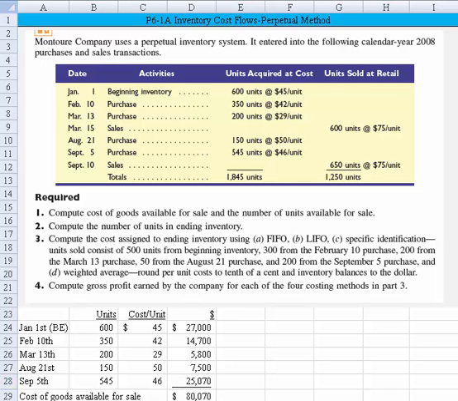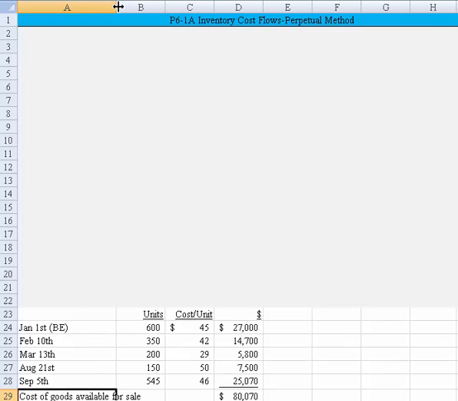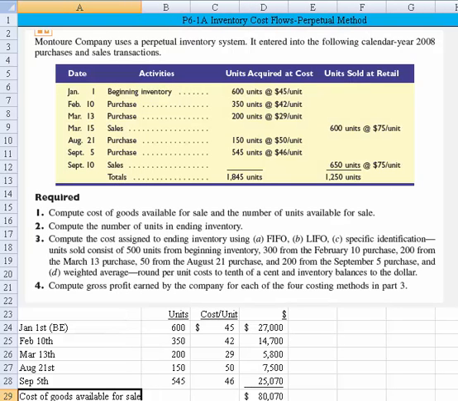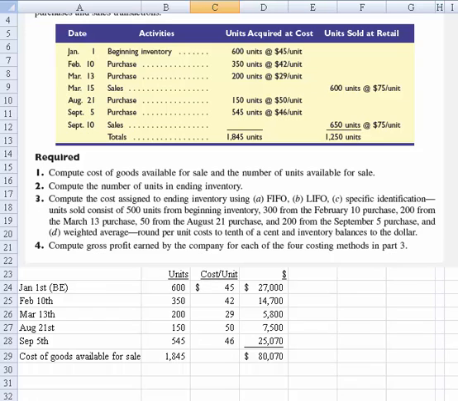On part 2 it says compute the number of units in ending inventory. Let me stretch this a little bit. There we go. Now I've got the columns spread. So if we just total the units here, we get 1845 units available. Let me slide a little bit up so you can see it.